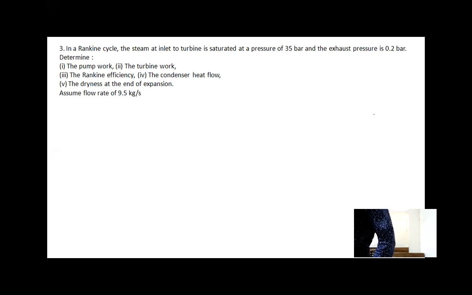Again, in this case, you don't know the quality of steam at turbine outlet. So just assume it is a wet steam. Afterwards, we will get to know what is the quality of steam at outlet of turbine.